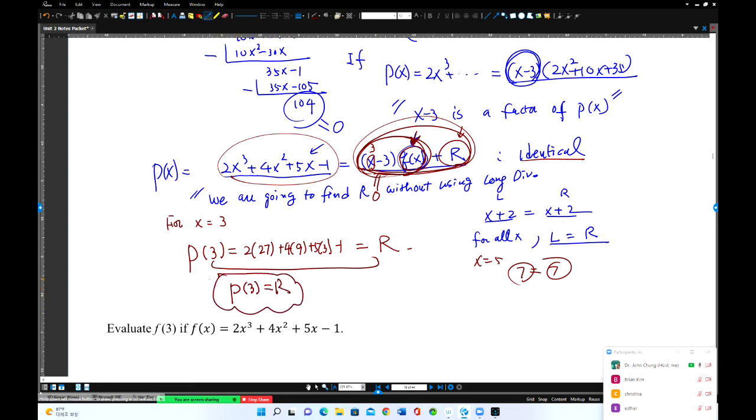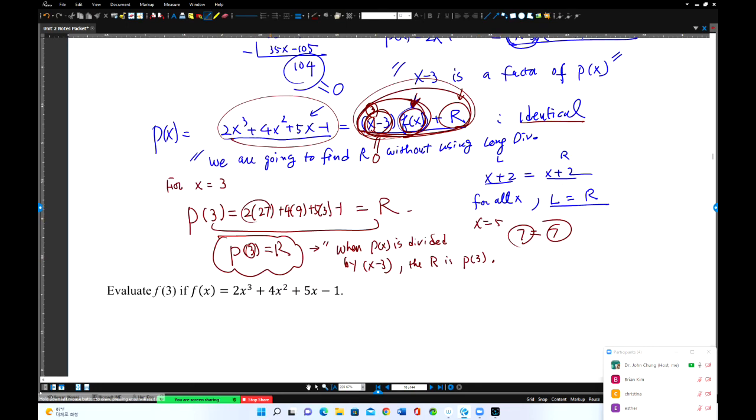This is the remainder theorem. What does that mean? When you divide by x minus 3, when P of x is divided by x minus 3, that's a factor, right? That's why you produce 3 up here. The remainder is P of 3. That's it. That's the remainder.